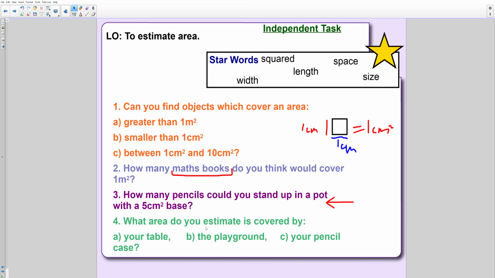And then for this one at the end, what area do you estimate is covered by? I'm going to say your table. Imagine a dining room table, because I presume not all of you are going to have desks. If you've got a desk, use your desk. The playground. Could do the playground, maybe say the playground at the park, and a pencil case. I know not everyone has a pencil case, so if you don't have a pencil case, I would like you to say something like a container. For example, a Tupperware container. You might have one in the kitchen. See what you can do, or perhaps a plate.